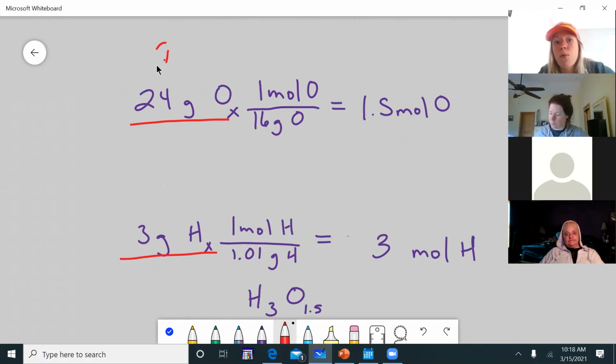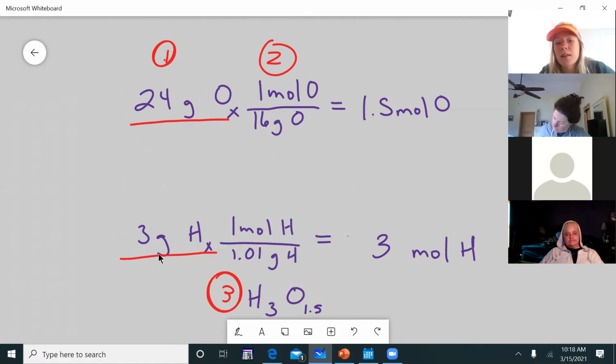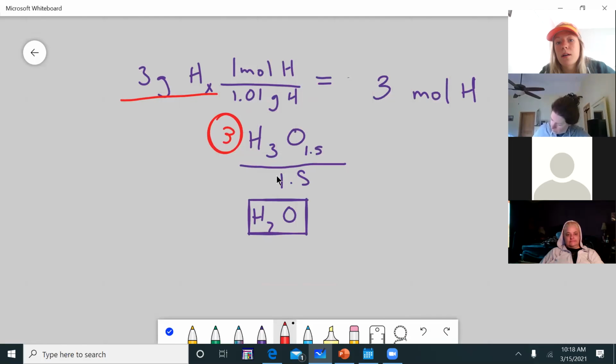So this is like step 1, write it down as grams. Step 2, convert it to moles. Step 3, turn it into a pseudo formula. Step 4, divide by the lowest subscript, and then hopefully step 5, you get the formula.